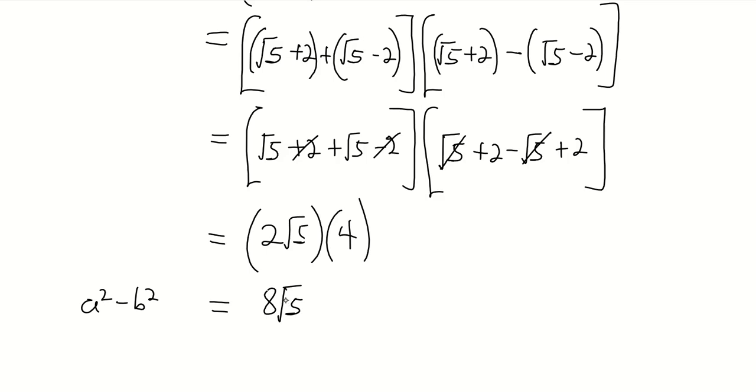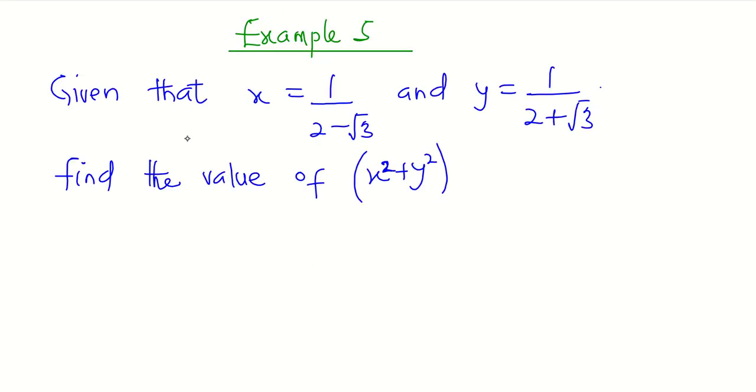Now let's take our last example on this topic, example 5, which says: given x to be equal to 1 over 2 minus square root of 3 and y to be equal to 1 over 2 plus square root of 3, find the value of x squared plus y squared.